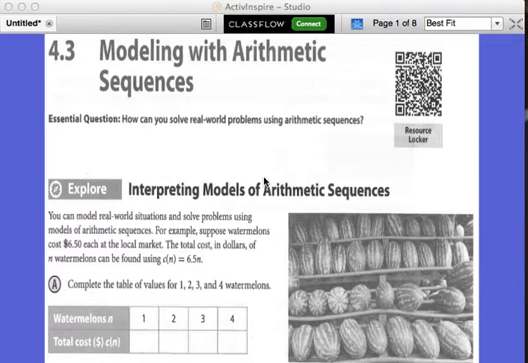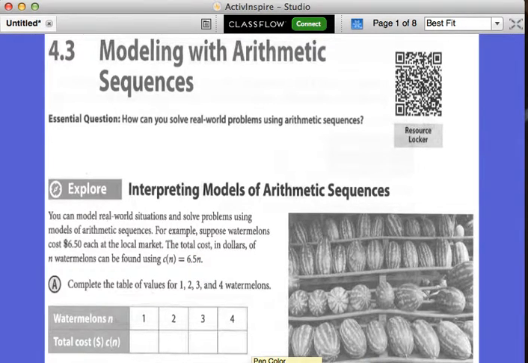We have watermelons that cost $6.50 each at the local market, and the total cost in dollars of n watermelons can be found using C of n is equal to 6.5 times n. Right? So in this case, remember that this part right here gives us our term. The n itself is our position, or in this case, the position would be the number of watermelons. All right, so here we go.